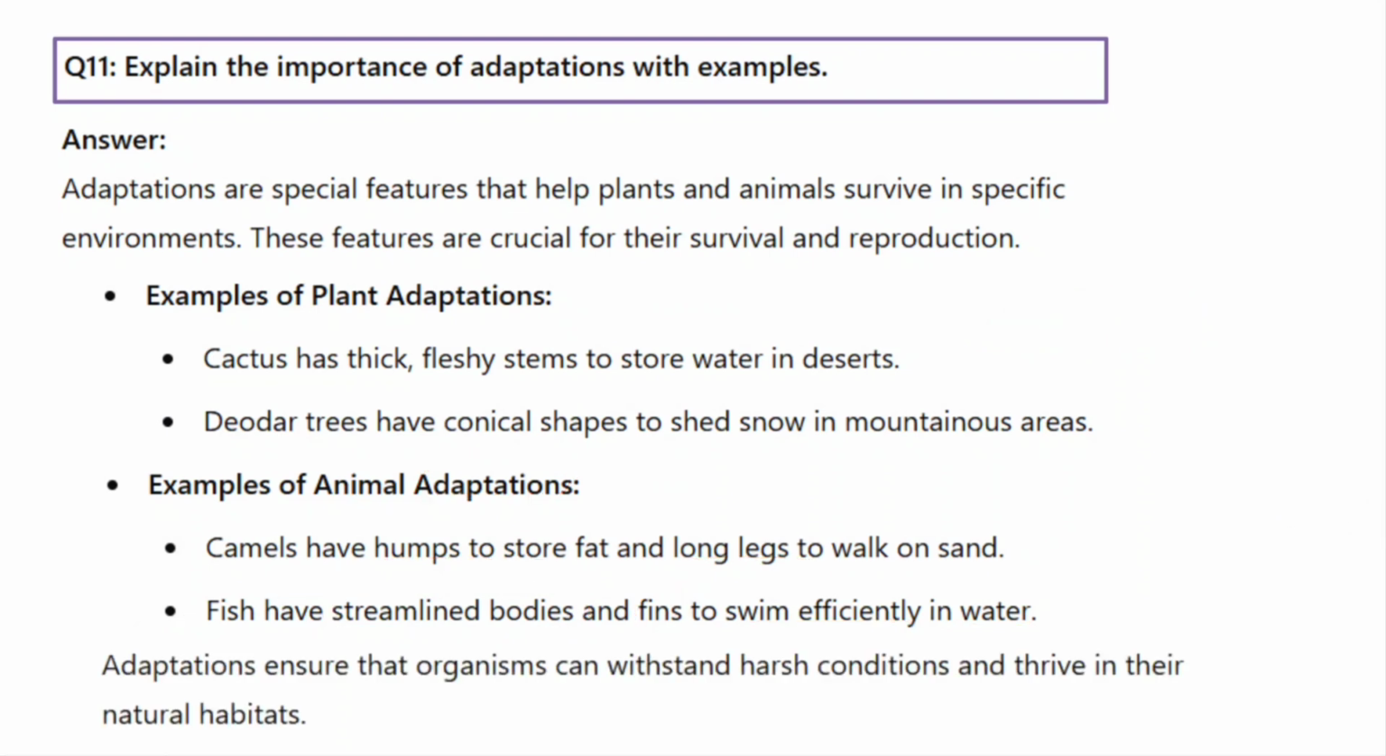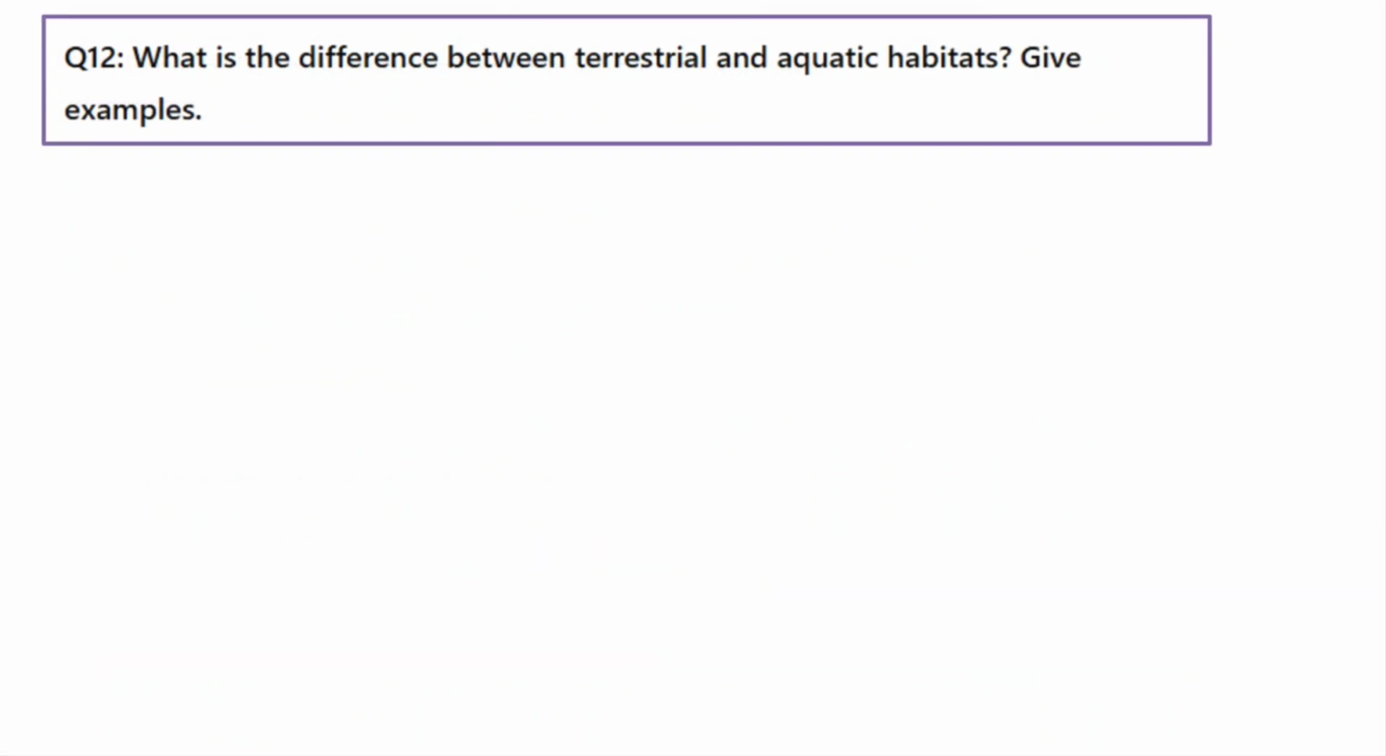Now, adaptation ensures that organisms can withstand harsh conditions and thrive in the natural habitat. So this adaptation is very important, okay, and it ensures that organisms can live in very harsh conditions and they can survive in their natural habitat. So that was the answer for that question.